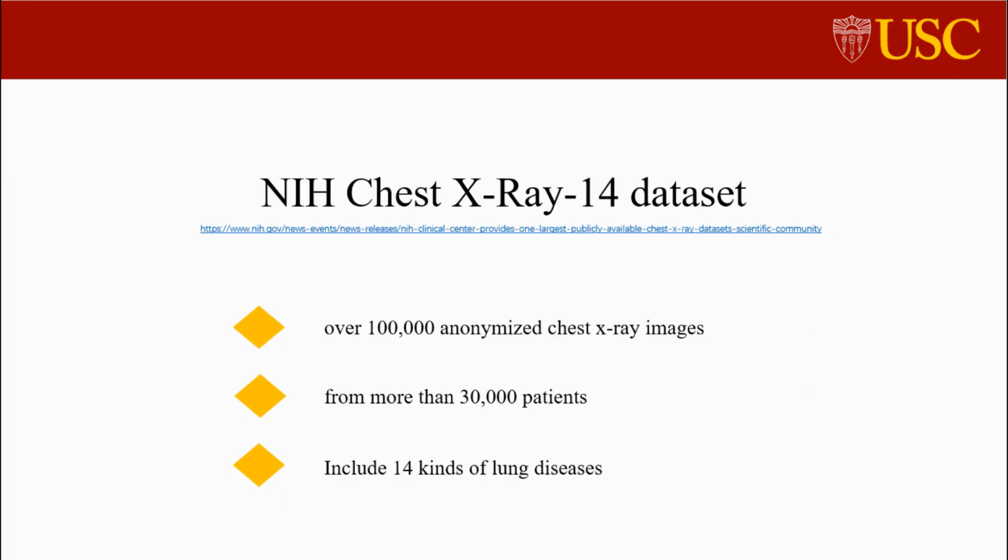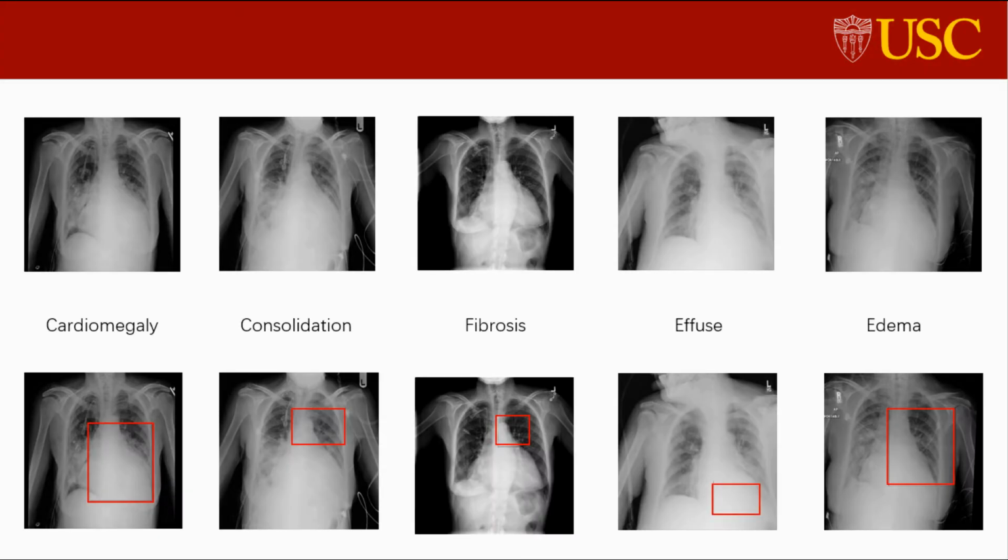The dataset we used is the NIH Chest X-ray 14 dataset, which is released by the National Institutes of Health. It contains over 100,000 chest X-ray images from more than 30,000 patients. It includes 14 kinds of lung diseases. Here are some examples from the dataset. The red block shows where the disease is found and the label shows which kind of disease is found from the chest X-ray image.